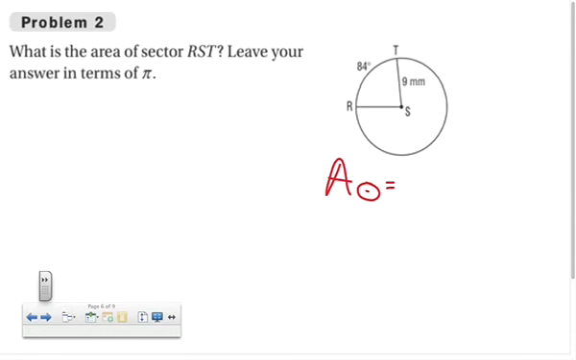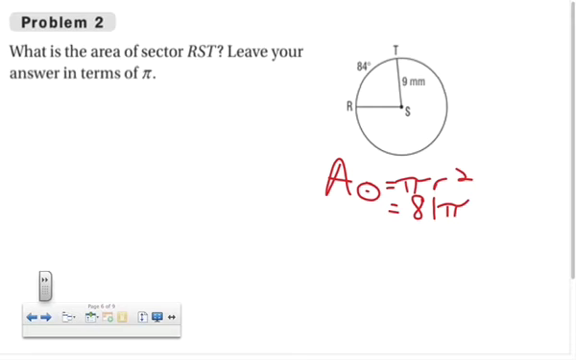What is the area of the circle in problem two? Well, remember, it's pi r squared. Do I know the radius? Yeah, so square it. So I have 81 pi is the area of my whole circle. What fraction of this circle am I interested in?